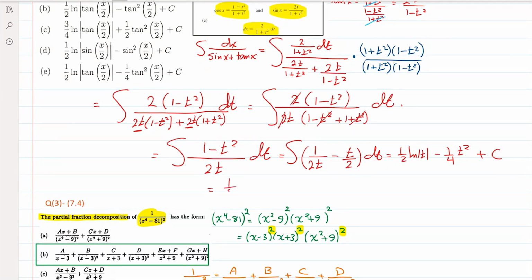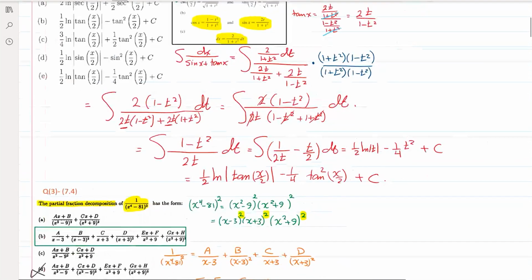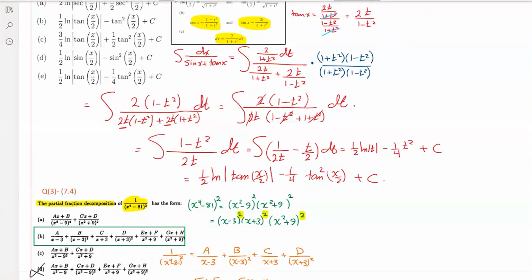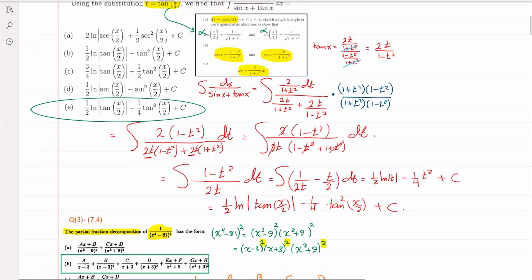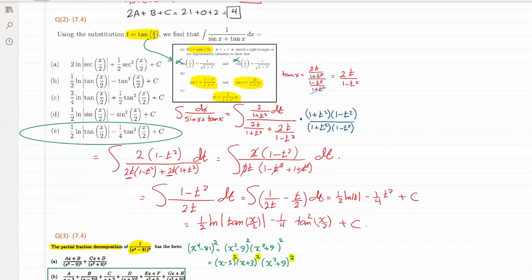The answer will be half ln the absolute value of tan x over 2, inside the absolute value, minus 1 over 4 times t square, which will be tan x over 2 squared, all plus c. So yes, your answer E is correct. This solution is correct here. You are right. Is that clear, guys?